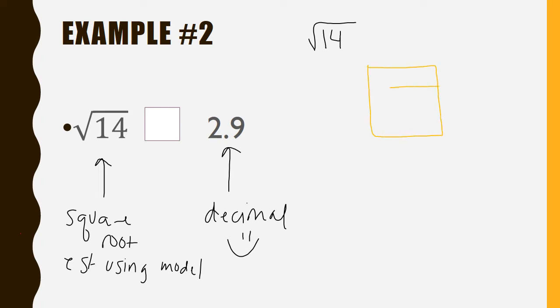And I am going to do this example very quickly because today you should already know how to do these. And this is why I told you it was important for you to know how to do these, because we're going to be using them. So 3 times 3 equals 9, which is the closest perfect square to 14. So 3 is going to be our whole number on our estimate.